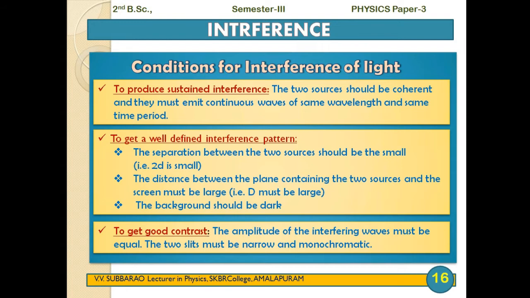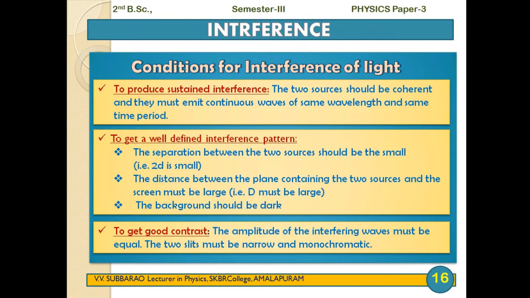Generally, the interference pattern may be steady when the two sources are coherent and they must emit continuous waves of the same wavelength and same time period. For the well-defined interference pattern, the separation between the two sources should be small and the distance between the plane containing the two sources and the screen should be large, and the background should be maintained dark.